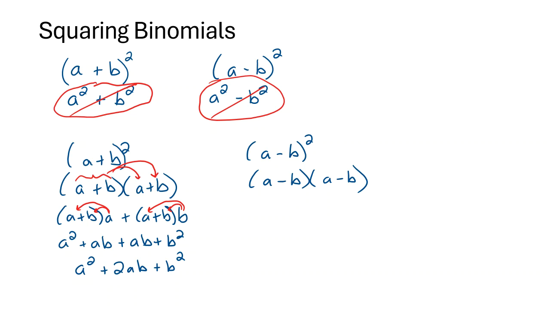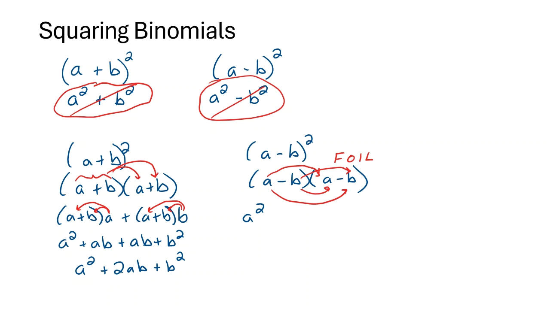Now in this one, let's use something that maybe you've learned before called FOIL: first, outside, inside, last. Now you could certainly do the same thing we did in the a plus b squared, by writing it out and distributing it, and you will get the same thing. FOIL is just a shortcut of doing that distributing.